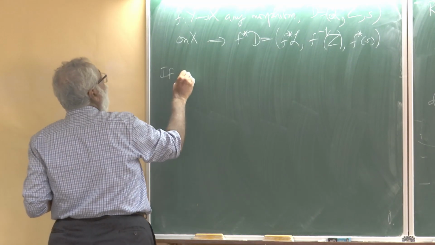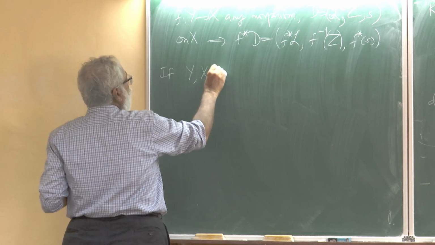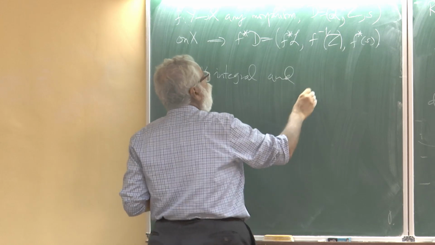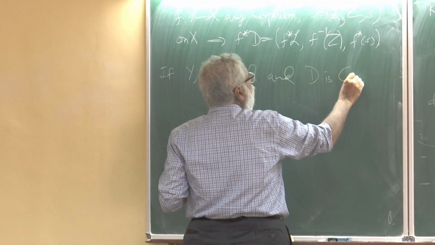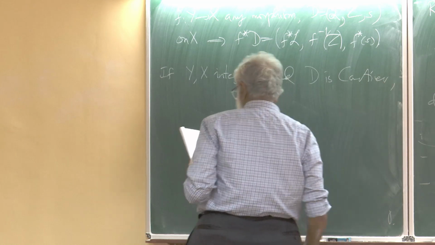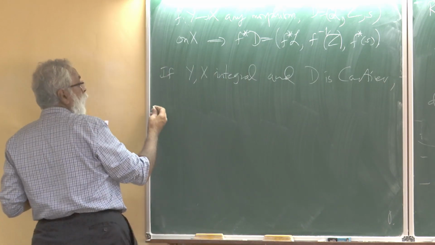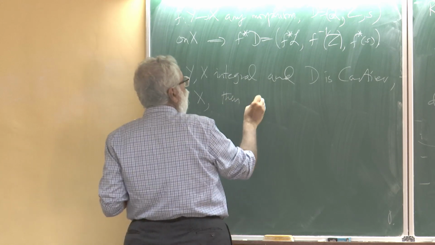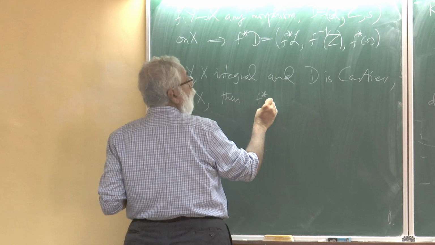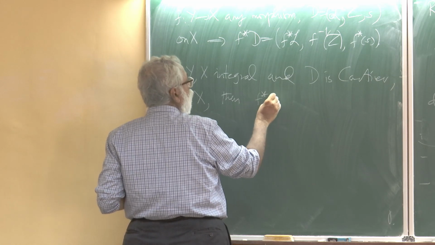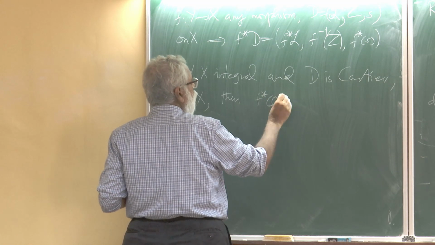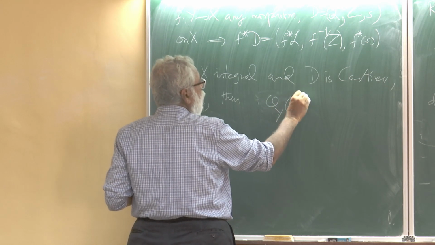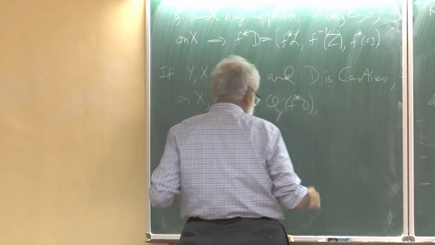If Y and X are integral and D is Cartier on X, then f upper star of O_X of D, or I should say O_Y of f upper star D. No, I should write it the other way. Sorry.